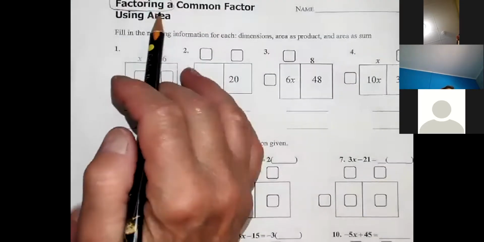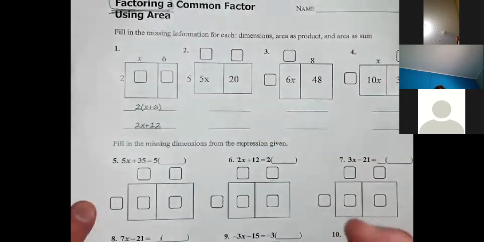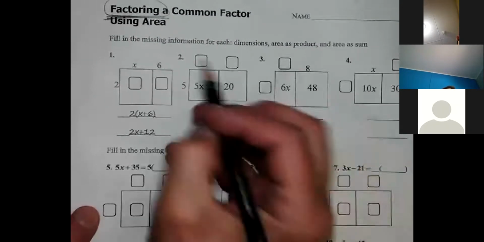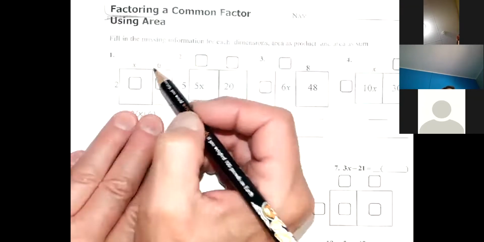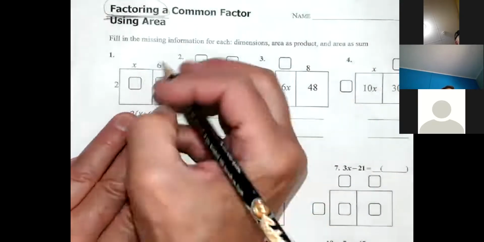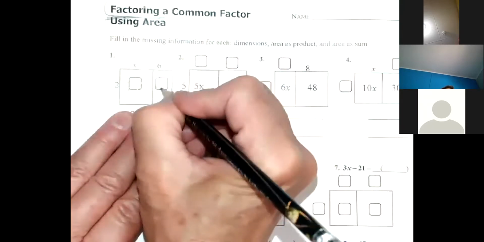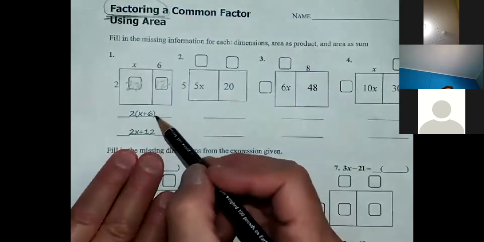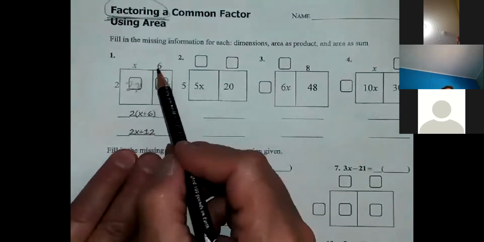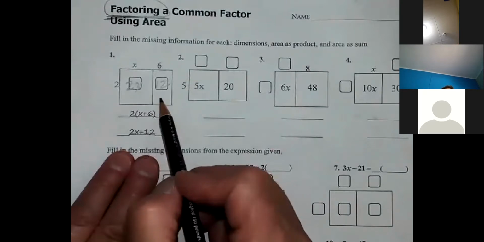So it makes perfect sense for us to do this right away, because we're going to be using the exact same skills and a couple more skills. Actually, this is the same as what we did before. You just fill this in. 2 times x, 2 times 6, and then there are 2 ways to write it: 2 times the x plus 6, or 2x plus 12.